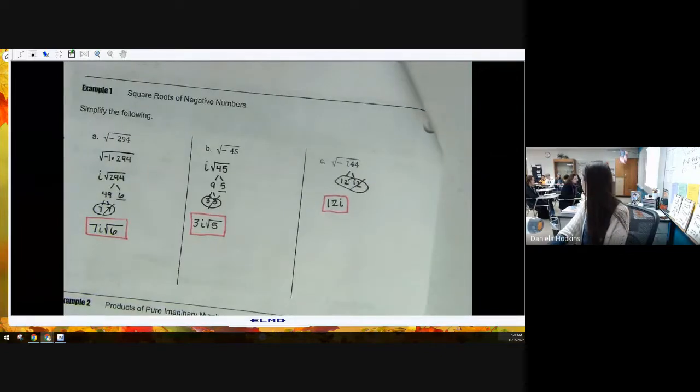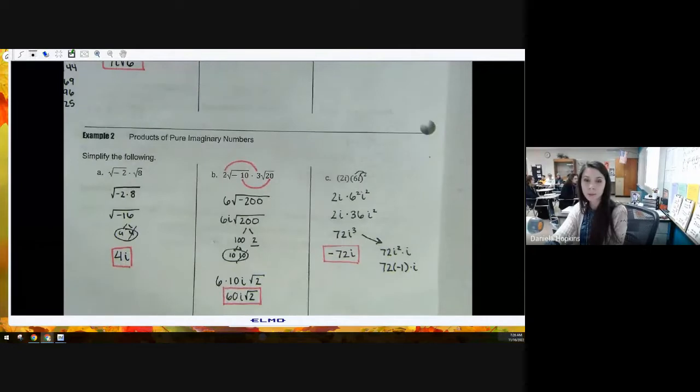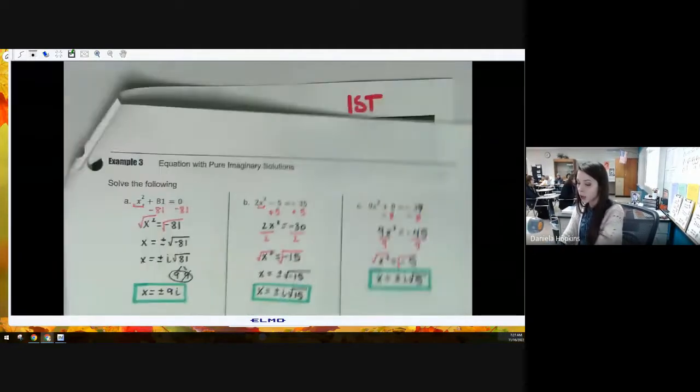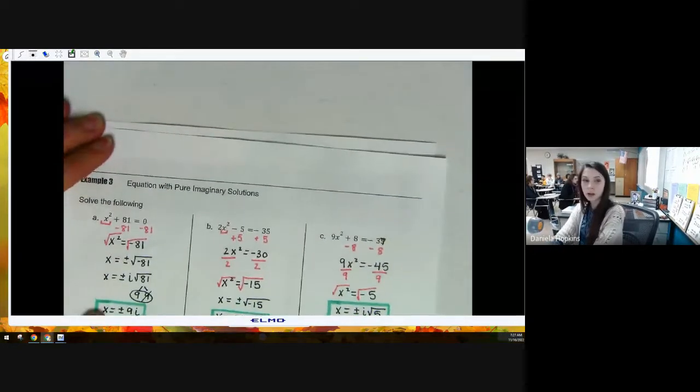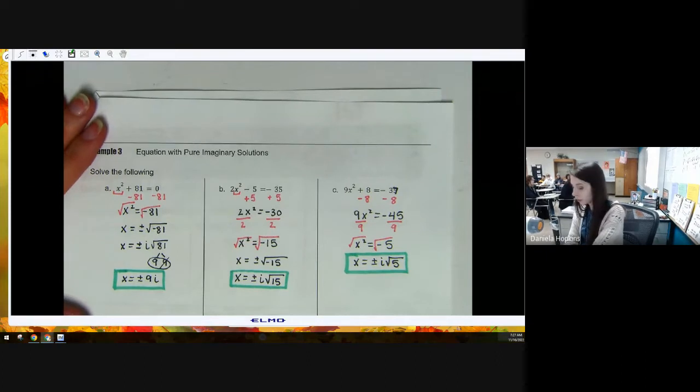So, okay, day one, we talked about simplifying these. I think you guys are getting faster and faster with that, so that's great. We talked about multiplying them. There were some tricky ones. We talked yesterday about solving for x by taking square roots on both sides, right? And that, I think, went really quickly.